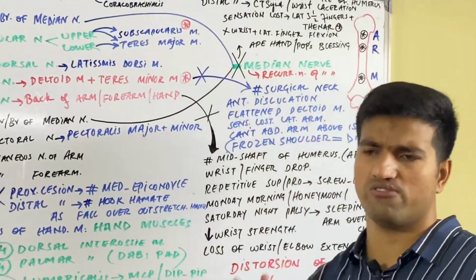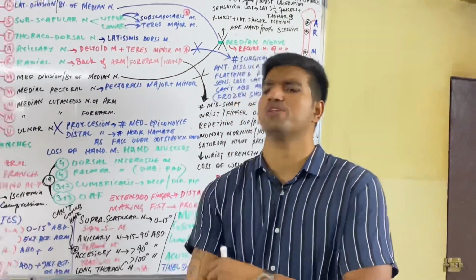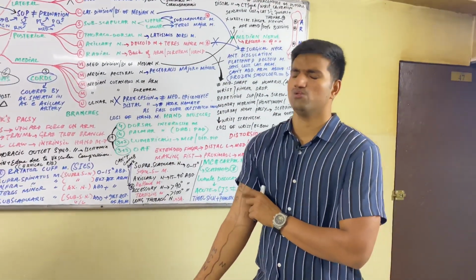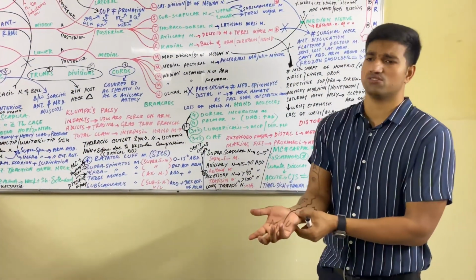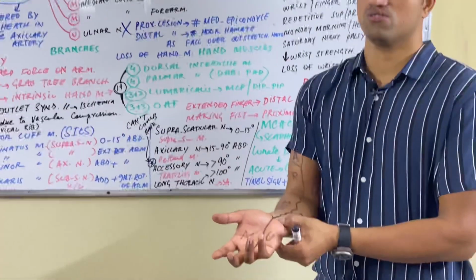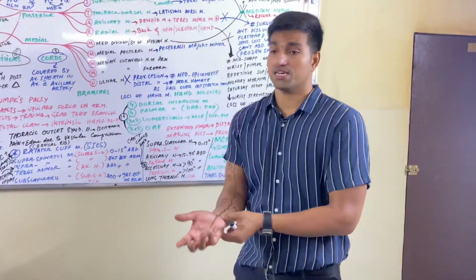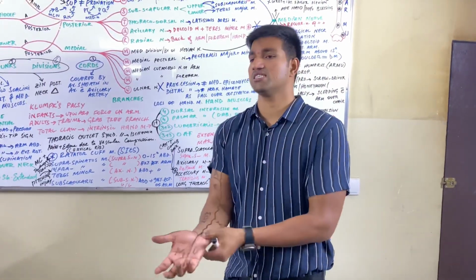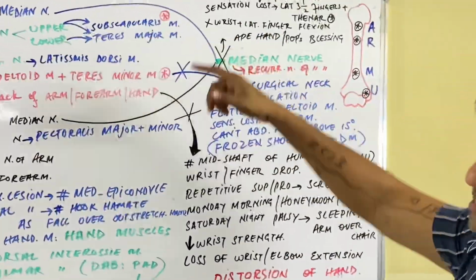There are 2 types of lesions, proximal lesions and distal lesions. If there is a fracture at the supracondylar region of the humerus, there is a proximal lesion of the median nerve. But if there is carpal tunnel syndrome, a syndrome with entrapment and compression of the median nerve in the carpal tunnel, or there is a wrist laceration, then there will be a distal lesion of the median nerve. Then, sensation loss.